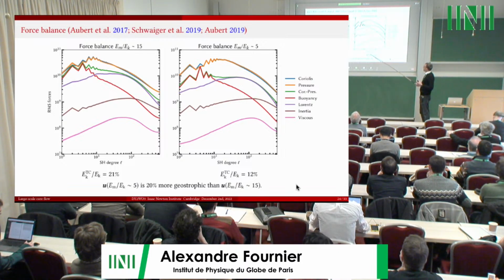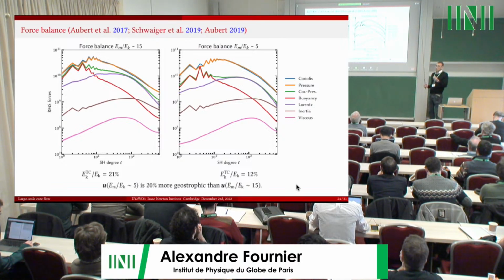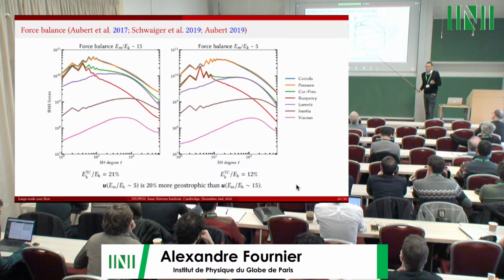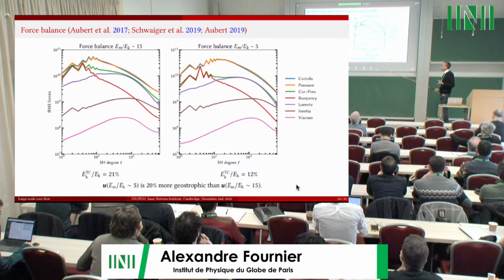When the field is weaker, this ratio goes down to about 12%. Even though the tangent cylinder occupies something like 14% of the volume of the core, there can be a more than average amount of energy stored in the tangent cylinder when the field is strong. So, strong field, strong flow in the tangent cylinder.